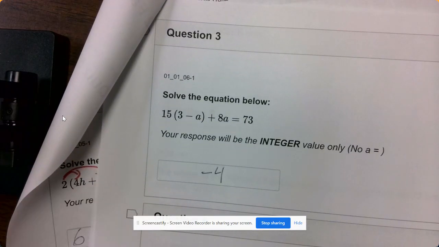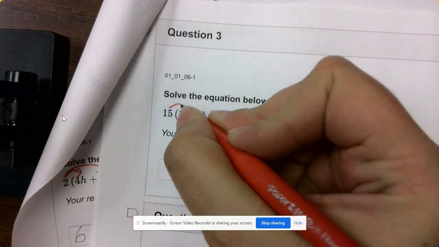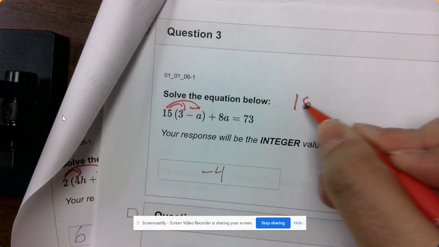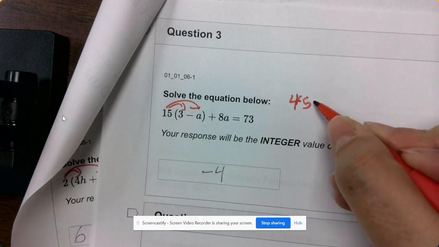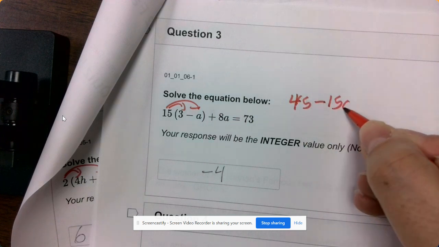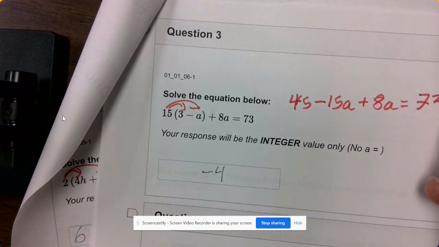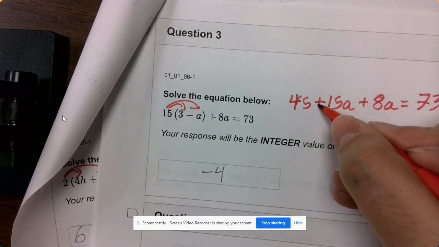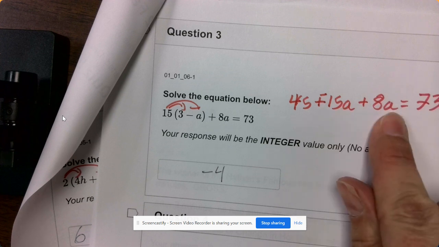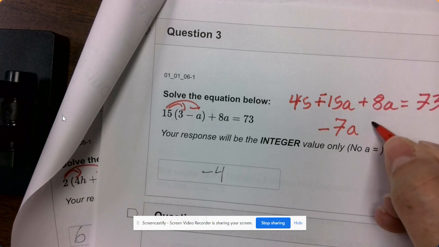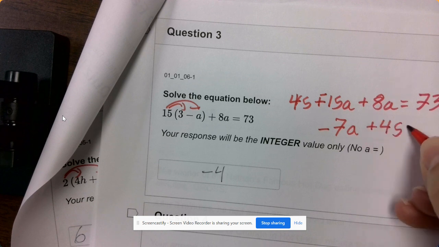Okay, on this one, same thing. So we're going to want to do the distributive property. And so we get 15 times 3, which is 45, minus 15a plus 8a is equal to 73. Keep, change, change. Opposite sign, subtract. Add the sign of the larger number, so we're going to get negative 7a plus 45 is equal to 73.